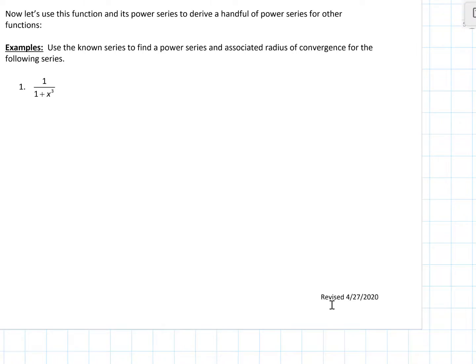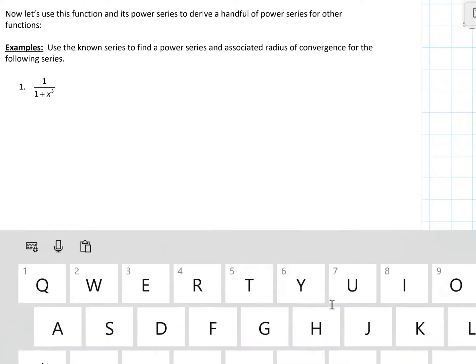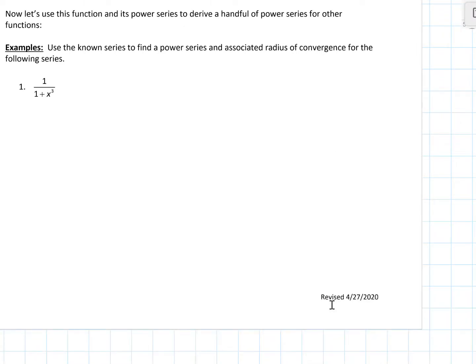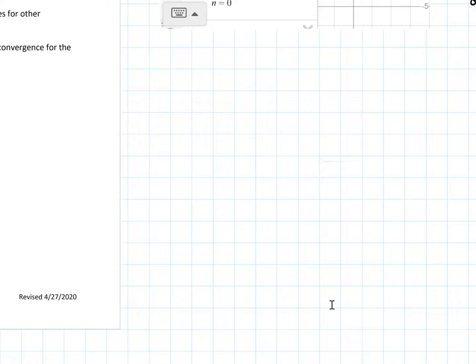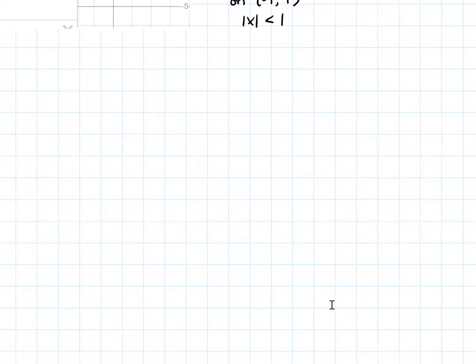So for instance, let's take a look at this particular one. We've got 1 over 1 plus x cubed, and we want to write this as a power series. So a couple things on the instructions. Use a known series. Right now we actually only know one series, and we're going to build up a whole bank of known series, but for now the only known series that we know is 1 over 1 minus x.